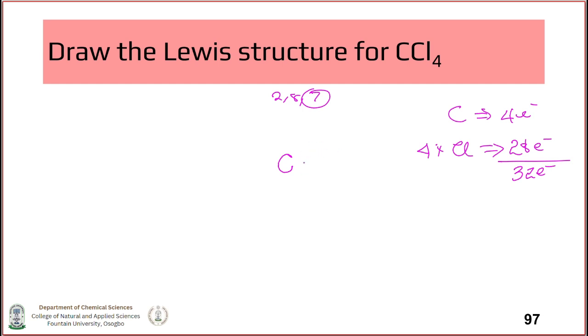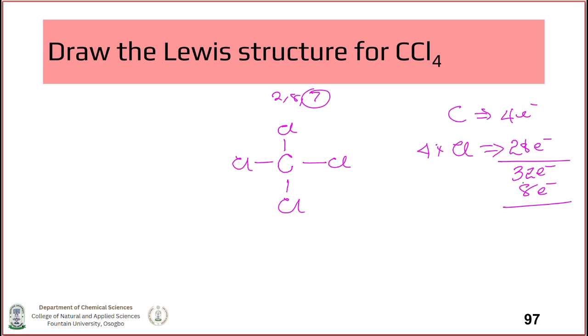So the first step is to draw the skeletal structure. So Cl, and then Cl, Cl, Cl, and this Cl. So this is fine already. Out of these 32 electrons, we use 8 (1, 2, 3, 4, 5, 6, 7, 8) to draw the skeletal structure. It means we need to subtract those 8 electrons from 32.